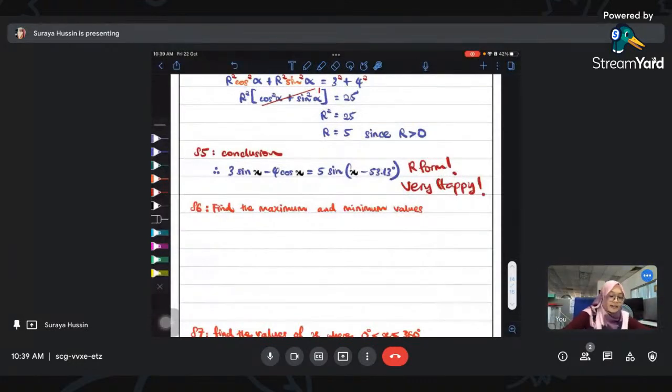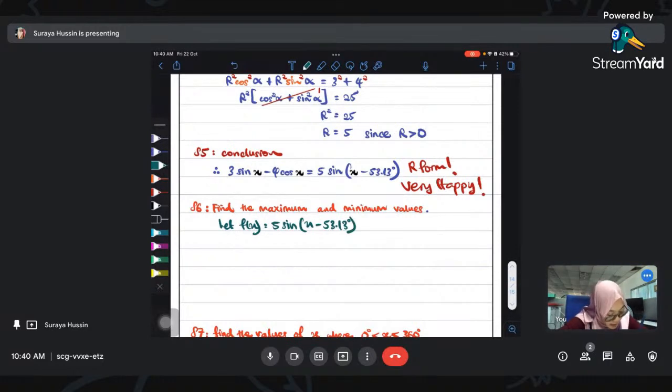So this is extra. This is very famous in exams, to be honest, and also assignments. Okay. So find the maximum and the minimum values. How to begin? We have to let F theta. We can't use F theta, we have to use Fx. Let Fx equal 5 sin x minus 53.13. Okay, we have to let it first.